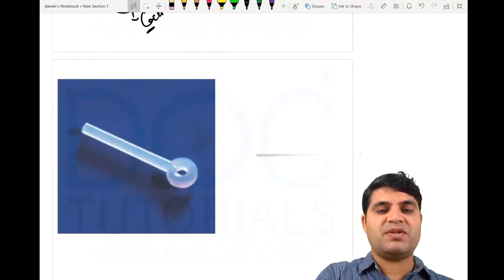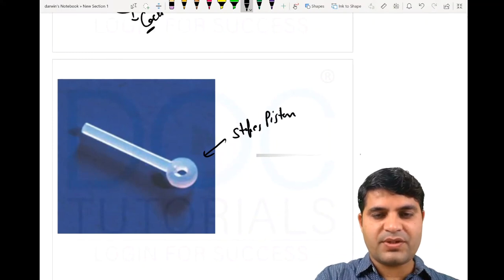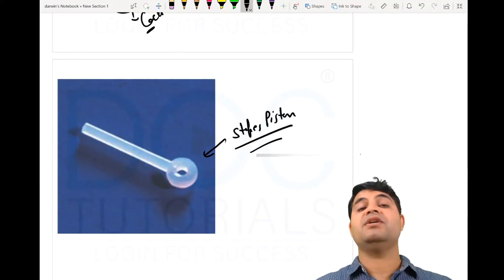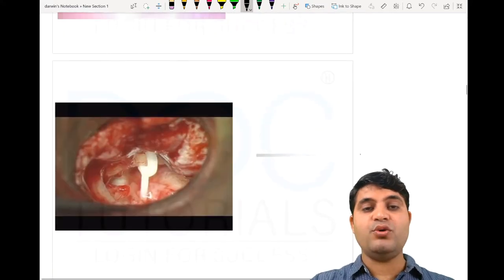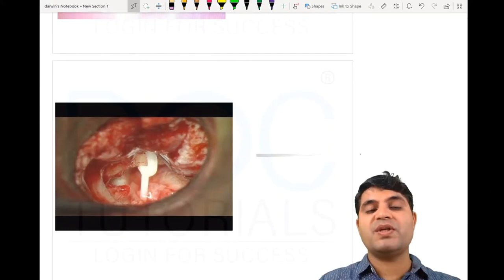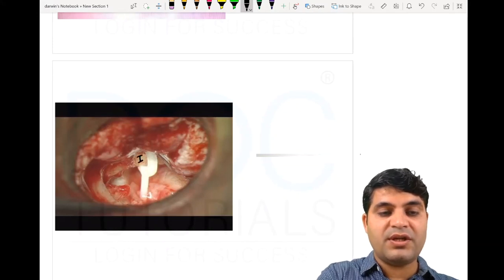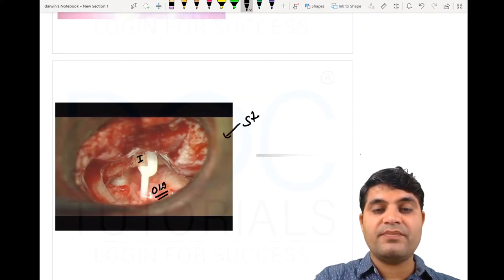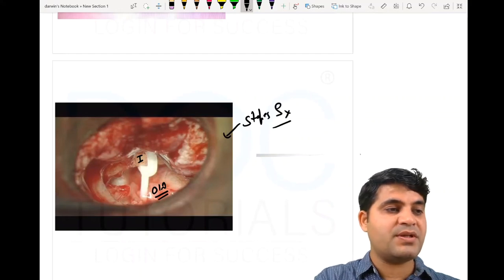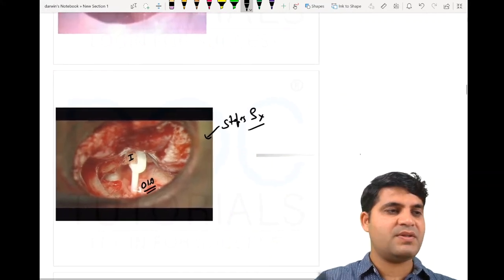And this is a stapes piston. So you should be able to identify this in your exam. Somebody can ask you, in this picture, which of the following surgeries is being done? You can see the piston winding around the incus. This is the incus, this is the oval window. So that means someone is attempting stapes surgery.